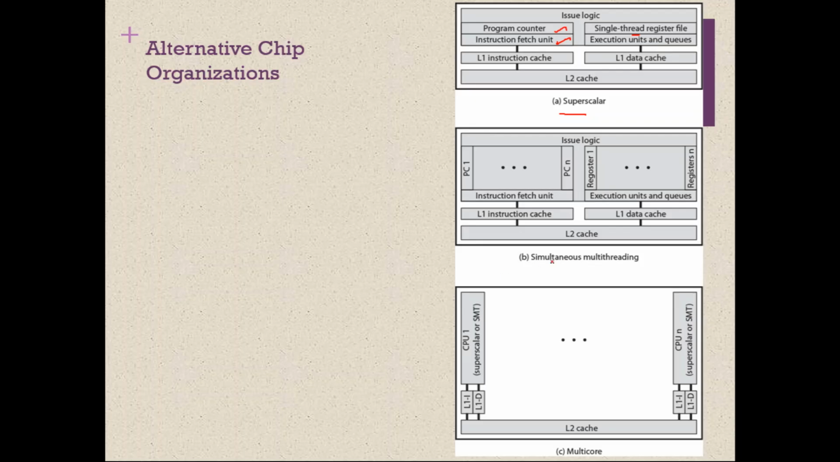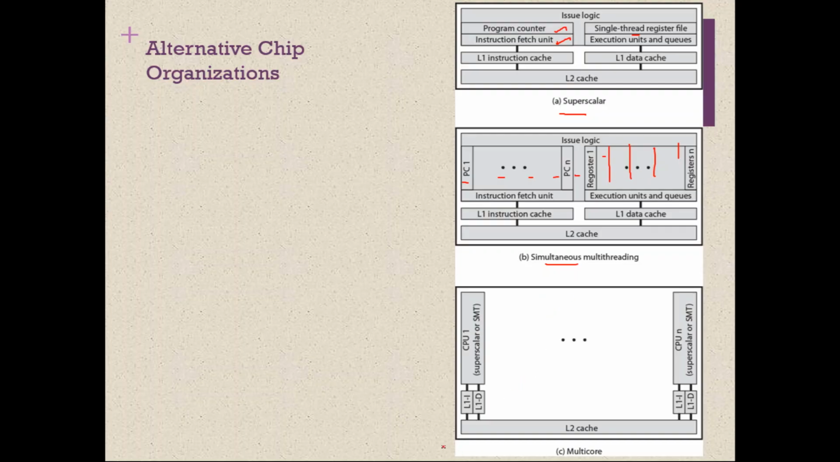Whereas in simultaneous multi-threading, here you have multiple program counters, PC1 to PCN, right? Similarly, you may have multiple functional units also. But registers also you have multiple. See, register 1, there are different sets of registers, register 2, register 3 up to register n. So this is the difference between SMT and superscalar. This is also superscalar but with multiple registers. Because of that, it can execute instructions from multiple threads in the same clock cycle.